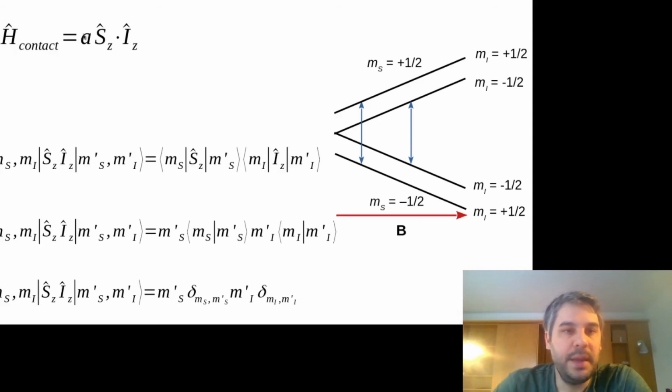Luckily, when we apply a Hamiltonian of the type SZ times IZ to this ket and bra, which is ms, mi, ms prime, mi prime, we can separate this into the electron spin part and the nuclear spin part. So why did I put m prime? Basically what I'm doing here is calculating a generic bracket in which ms can be +1/2 or -1/2, and m prime s can be +1/2 or -1/2.